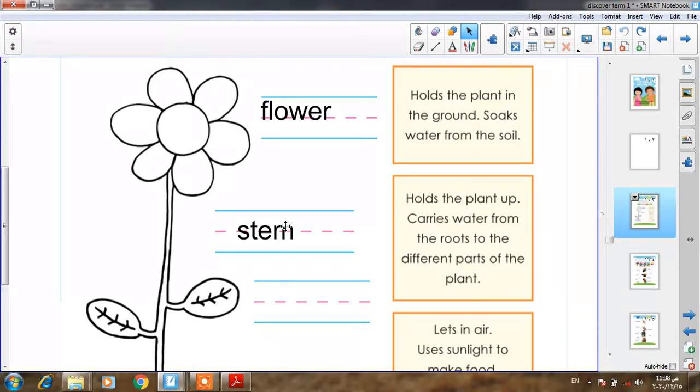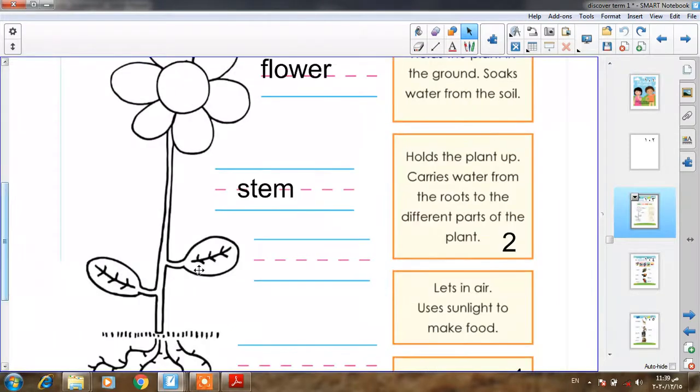And it carries water from the roots to the different parts of the plant. We said that the stem, like a straw, gets the water from the root and reaches it to the different parts of the plant. So the function of the stem is to hold the plant up and carry the water from the roots to the different parts of the plant. So this is number 2.